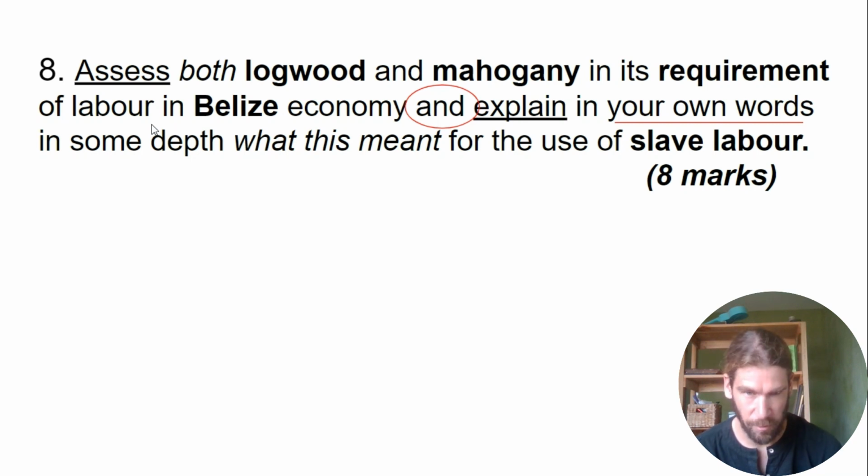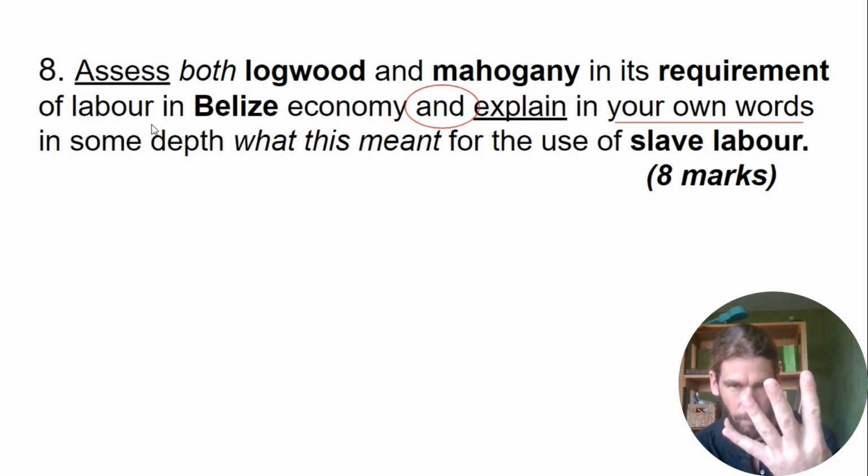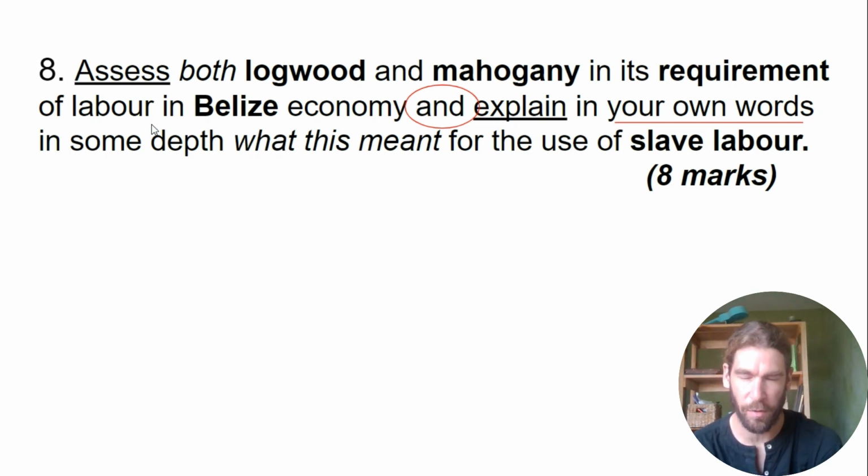Actually, two questions. Assess logwood and mahogany in its requirement of labor, and explain in your own words in some depth the consequences, what this meant for the use of slave labor. If it would be a question in the test, you would get 4 marks for each part of the question. Let's look at the answer.